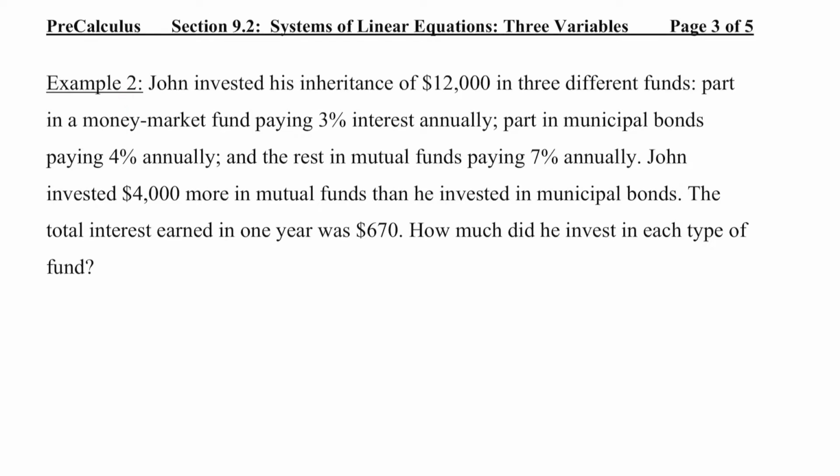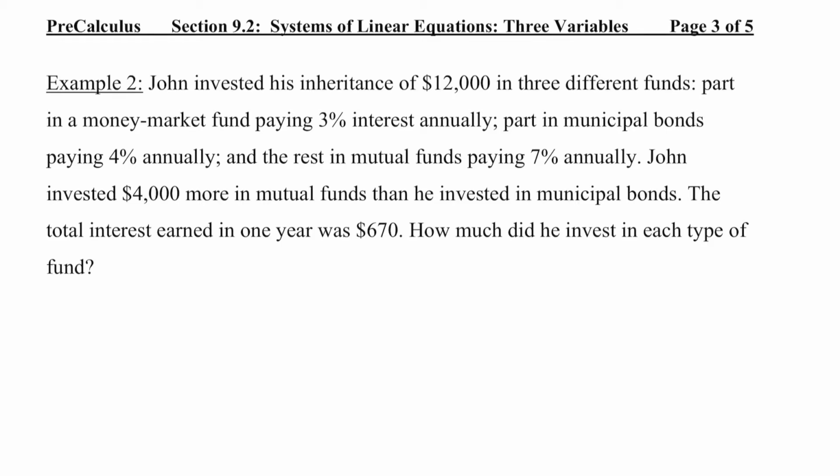Example 2. John invested his inheritance of $12,000 in 3 different funds. Part in a money market fund paying 3% interest annually, part in municipal bonds paying 4% annually, and the rest in mutual funds paying 7% annually. John invested $4,000 more in mutual funds than he invested in municipal bonds. The total interest earned in 1 year was $670. How much did he invest in each type of fund?